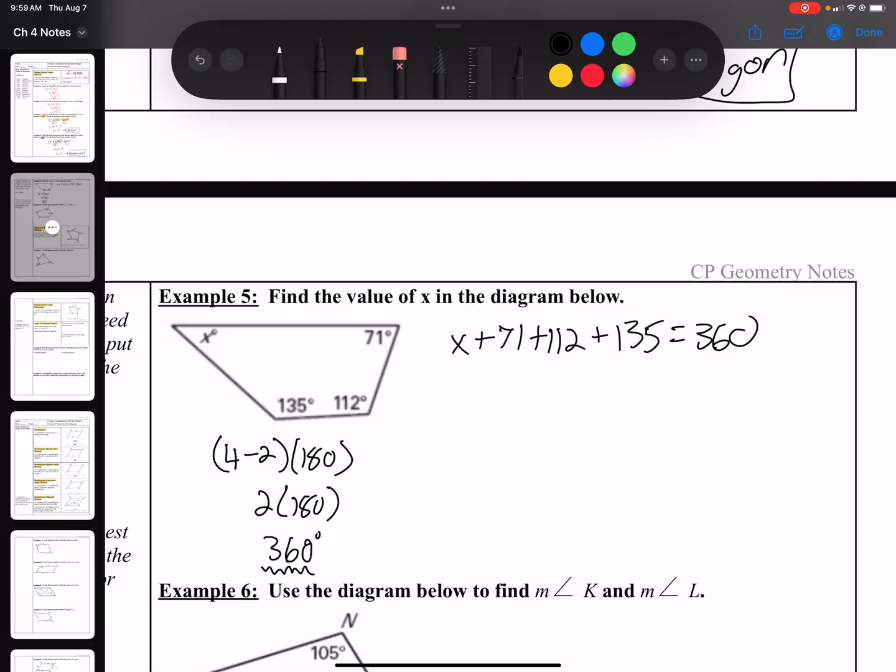So all we need to do is combine our like terms on the left, and we get x plus 318 equals 360. And then last step, subtract 318 from both sides. We get x is 42.